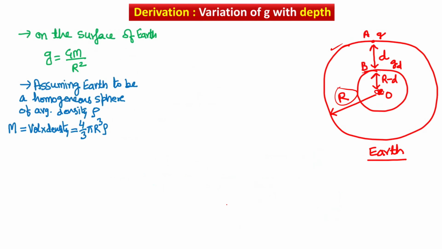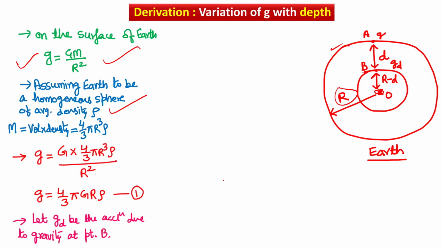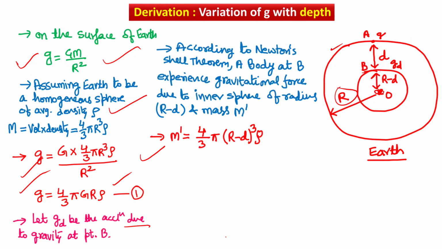Then on the surface of Earth, g is equal to GM upon r square, which we already know. Assuming Earth to be a homogeneous sphere of average density rho, mass is nothing but volume into density, so m is equal to 4 by 3 pi r cube into rho. So g is equal to G into 4 by 3 pi r cube rho upon r square, that is, g is equal to 4 by 3 pi G r rho. That is equation 1. And let gd be the acceleration due to gravity at point P, as I am showing in the diagram. According to Newton's shell theorem, which we have already studied, a body at B experiences gravitational force due to the inner sphere of radius r minus d and mass m dash.